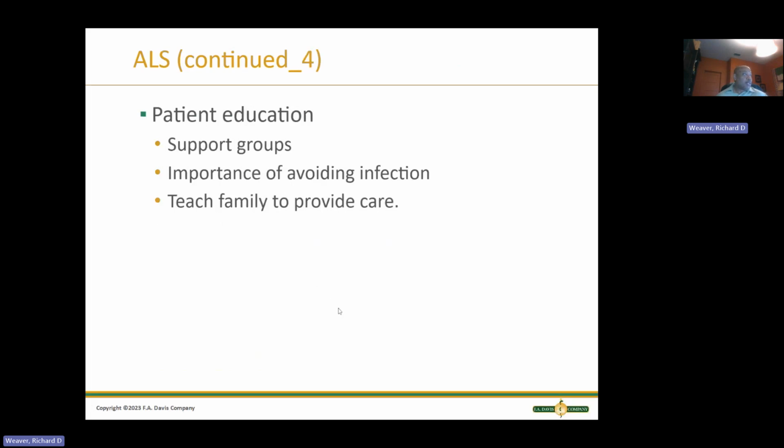So that's really important. Take a look at the patient education, providing them information about support groups, which can come from your social worker, importance of avoiding infection because you don't want to make the problem worse than what it is, and also teaching the family how to provide care to these patients will be important as well. And a request to a palliative care specialist would be really important again for advanced directives.